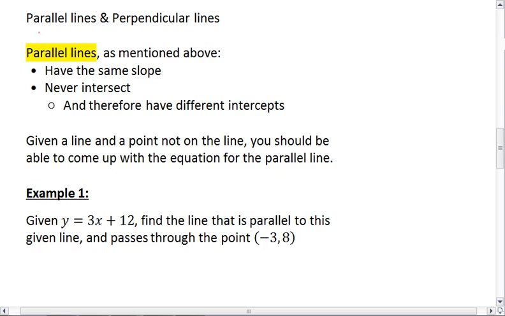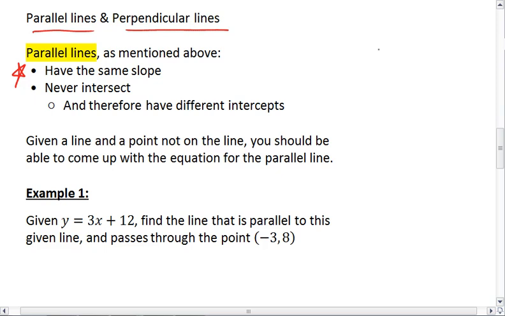Next, we'll look more closely at parallel lines and perpendicular lines. Parallel lines we've talked about a little bit already. They have the same slope and they never intersect. That is the definition of a parallel line, which means that they're going to have different intercepts.